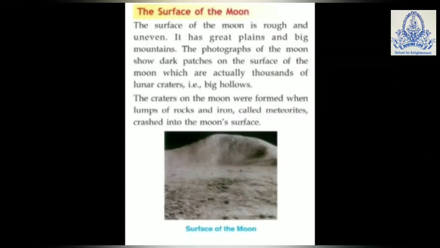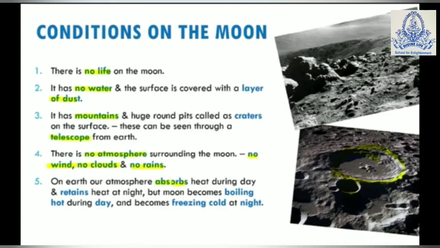Now we will see the surface of the moon. The surface of the moon is rough and uneven. It has great plains and big mountains. The photographs of the moon show dark patches on the surface, which are actually thousands of lunar craters, that is, big hollows. The craters on the moon were formed when lumps of rocks and iron, called meteoroids, crashed into the moon's surface.